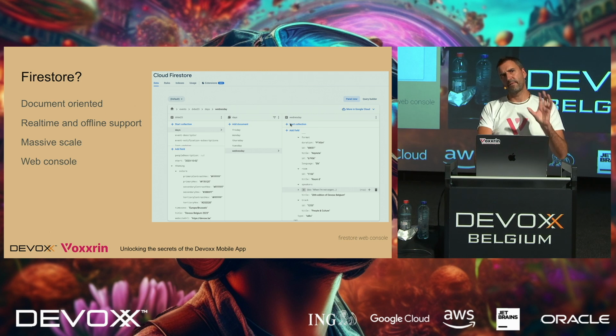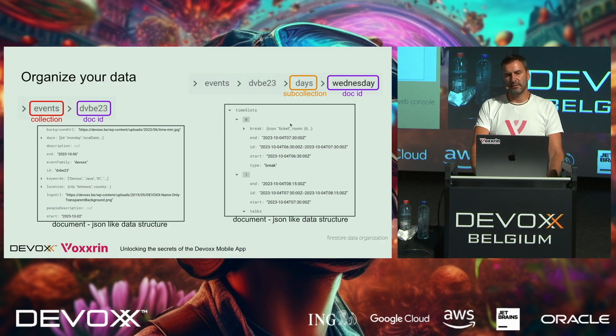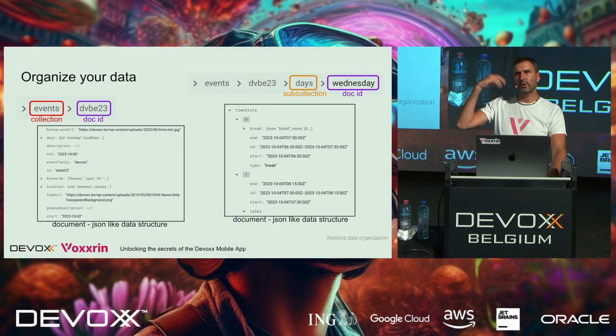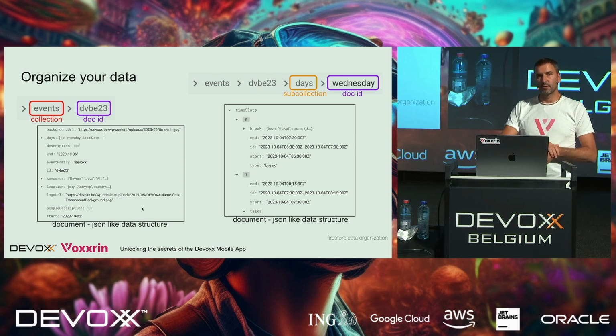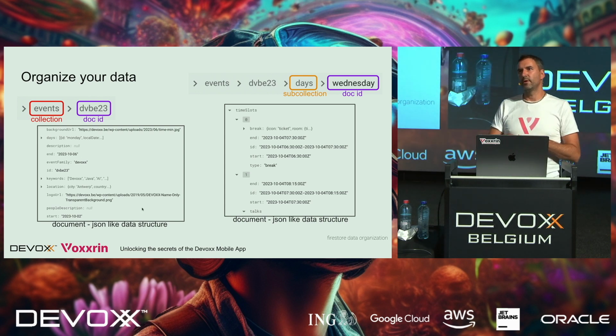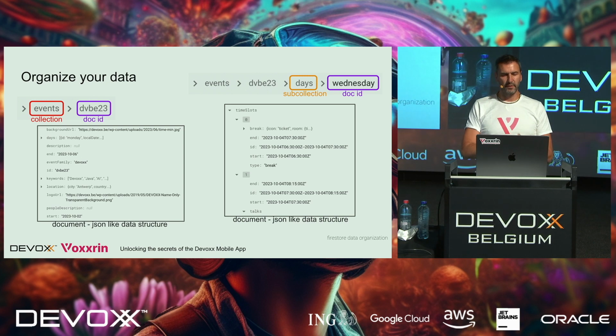So the first thing to see when you use Firestore is how to organize your data inside. I said it's a document-oriented database, so we need to store documents. Documents are JSON-like data structures, so you can store a pretty large amount of data in a document. You structure it like you want, and you need to organize your documents in collections.